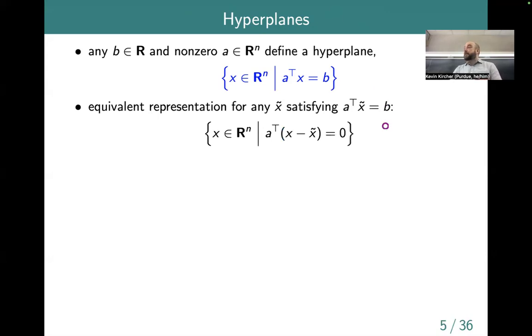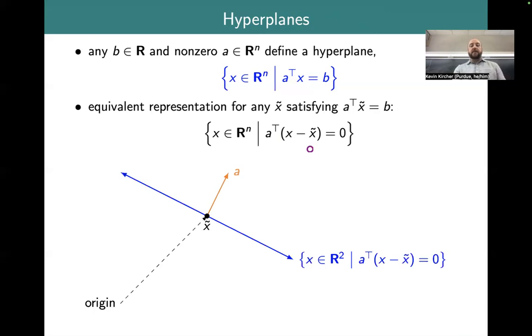And then we could do an equivalent representation, which is sometimes a little bit easier geometrically, where rather than having the constant b here, we replace it with a point x tilde, such that A transpose x tilde, this inner product or dot product here, is equal to the constant b that shows up here. So you can see if A transpose x tilde is equal to b, put that in on the right-hand side, subtract it off and factor out the A, and we get that A transpose (x minus x tilde) is equal to 0. We get that as our definition of the set.